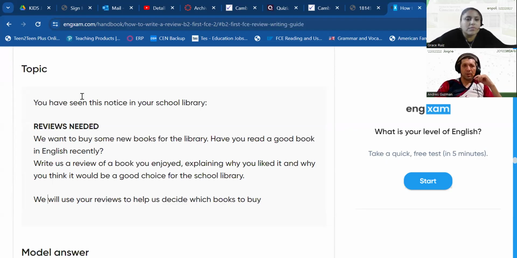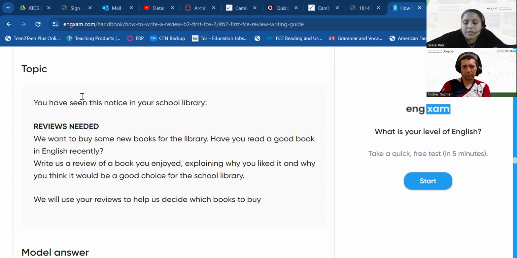Okay. You have seen this notice in your school library. Reviews needed. We want to buy some new books for the library. Have you read a good book in English recently? Write us a review of a book you enjoyed, explaining why you liked it, and why you think it would be a good choice for the school library. We will use your reviews to help us decide which books to buy.